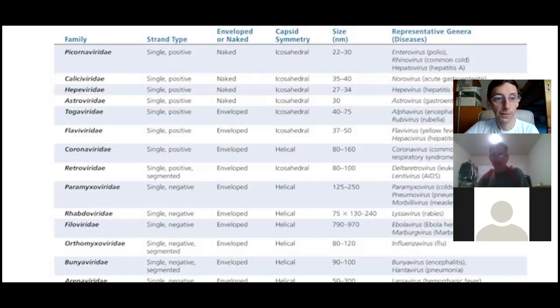Rubella is a Togaviridae. You've probably heard of that virus, the German measles. Coronaviridae, I'm sure you've heard of that. That's the coronaviruses, and COVID-19 belongs to this family. So we'll talk about this family later in the lesson.